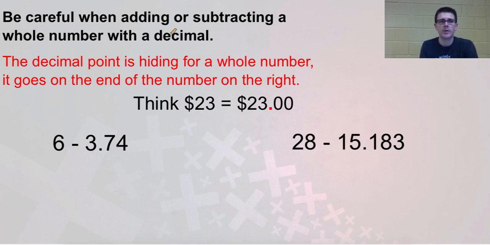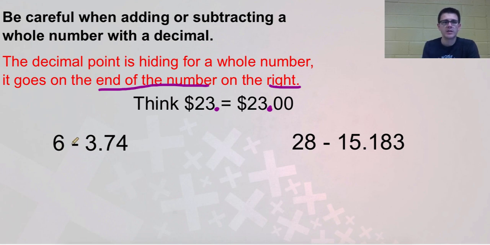So the good rule of thumb is when your whole number is a decimal, the decimal really goes at the end of the number over on the right. So my example is $23 is really 23.00. That decimal goes on the right-hand side, and then I can add in those extra zeros.